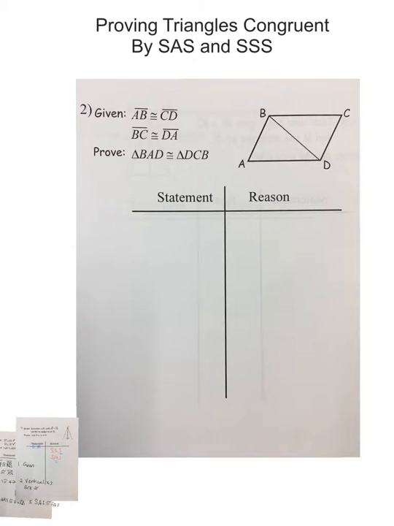Here's example 2. You also have it in your packet. Let's start with writing our givens. We only have 2 givens, and they're not what I call loaded givens. They're just straightforward. There's not a lot to do with both of these givens, except perhaps mark the diagram. AB congruent to CD, BC congruent to DA.